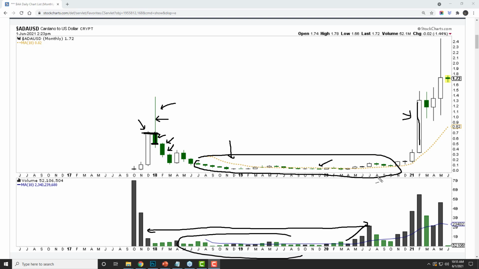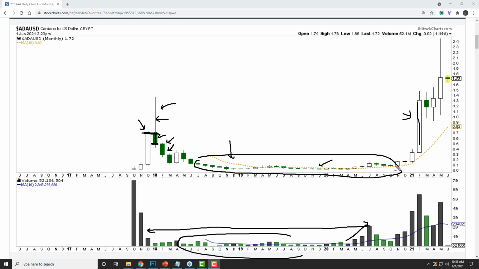Many of you guys were telling me you were buying Cardano at 3 cents. You were buying it at 9 cents. I mean, some of you guys are sitting on massive, massive gains on Cardano. And that's fantastic. I'm so proud of you for having those kind of gains.